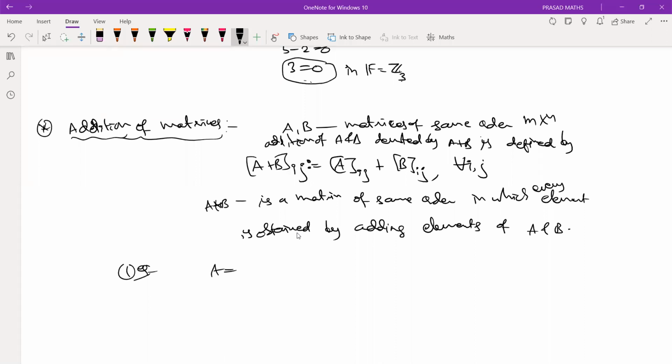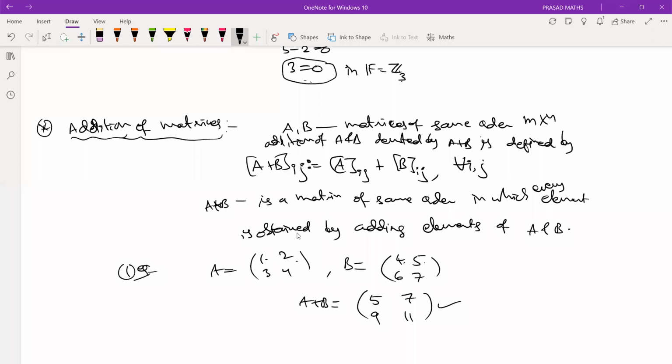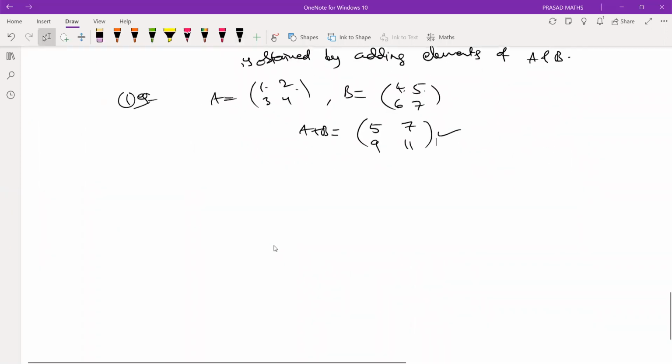Suppose you take, without loss of generality, 2 by 2 matrices for convenience. What is A plus B? Simply, 1 plus 4 is 5, 2 plus 5 is 7, 7 plus 6 is 9, 4 plus 7 is 11. So this is A plus B. A plus B is permissible, acceptable, because the orders of the matrices are the same.